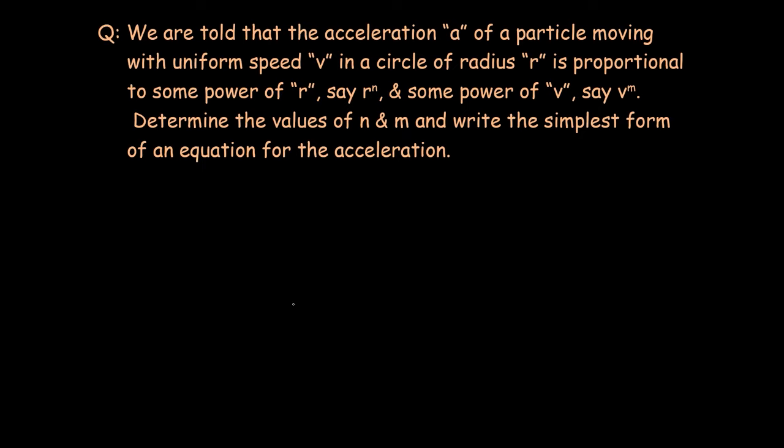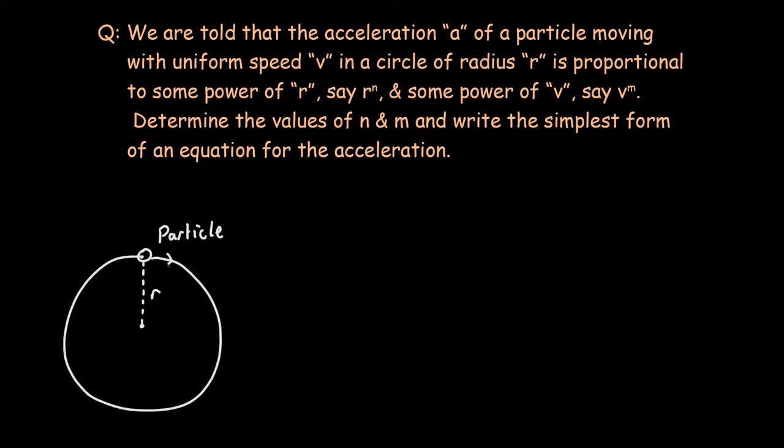We are told that the acceleration a of a particle moving with uniform speed v in a circle of radius r is proportional to some power of r, say r to the power of n, and some power of v, say v to the power of m. Determine the values of n and m and write the simplest form of an equation for the acceleration.